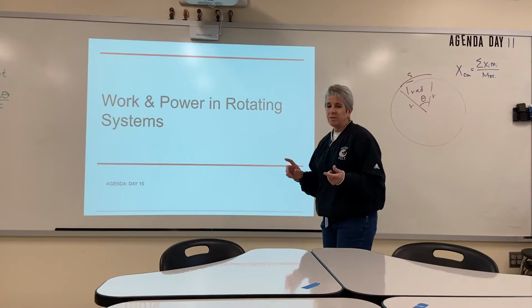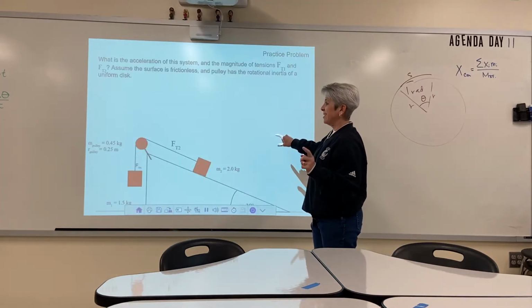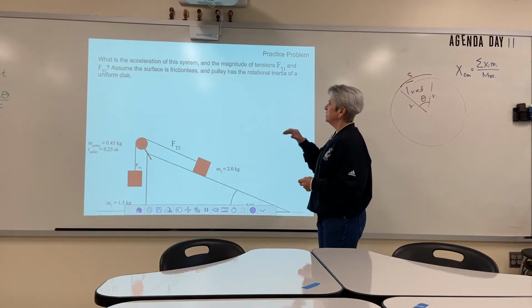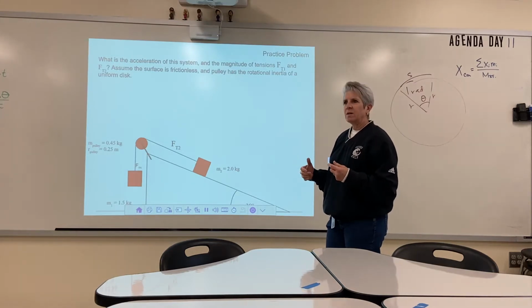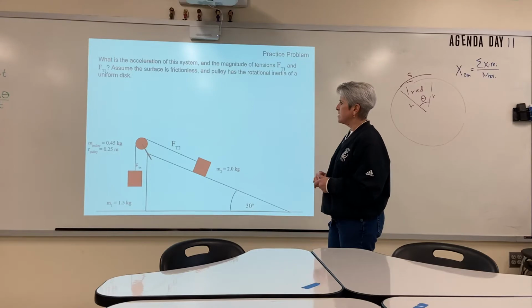Now the first couple of slides are an example of the previous lesson, so I'm actually not going to go over those, but you can follow through step by step. This is asking for an acceleration of a system using something kind of similar to an Atwood machine. This is a pulley and a couple of masses.